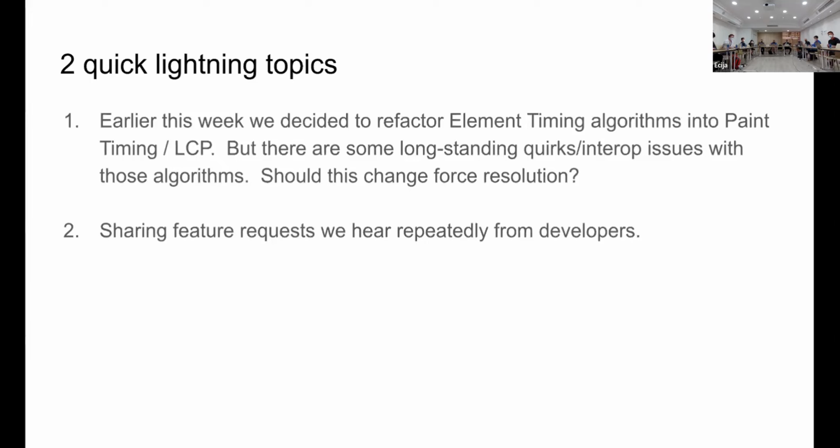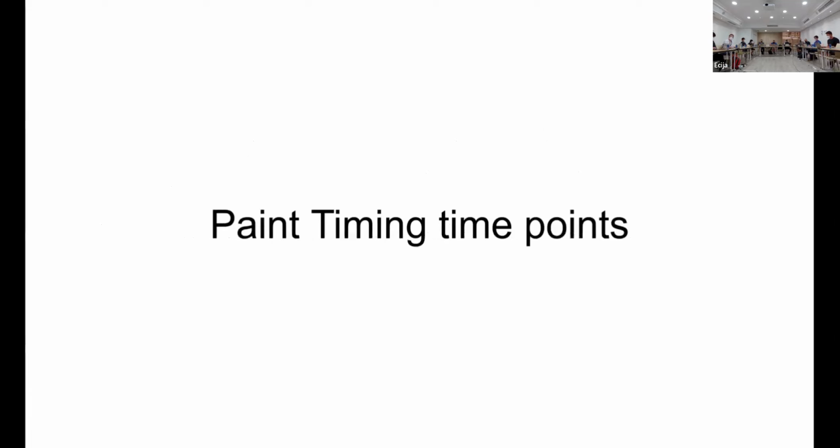And then number two, we on the Chrome team, when working with developers, are increasingly hearing repeated feature requests related to paint timing. I wanted to share distilled use cases that this is motivated by, and then maybe a few proposals that we're hearing, although the specific proposals are less important than the use cases.